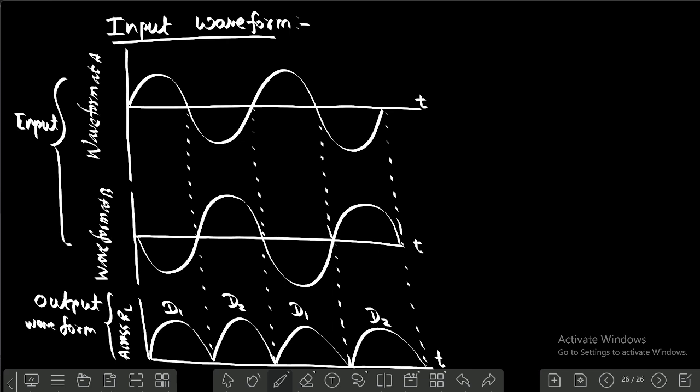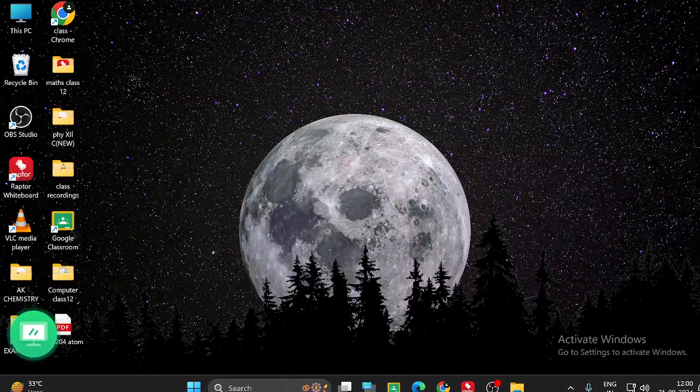So remember, first you have to write the circuit diagram, then the construction and working, then the input and output waveform. This is a 5-mark long question or a 3-mark question. Thank you.